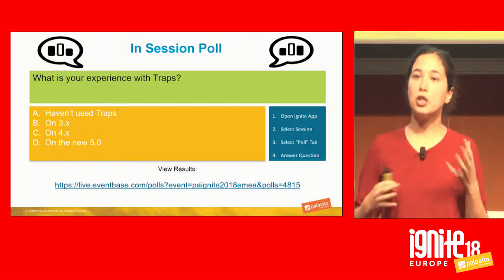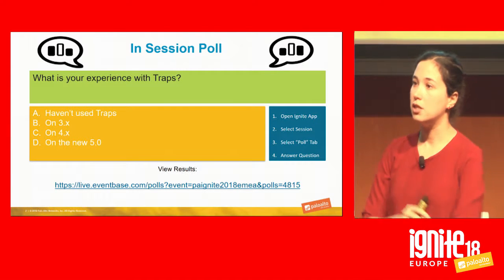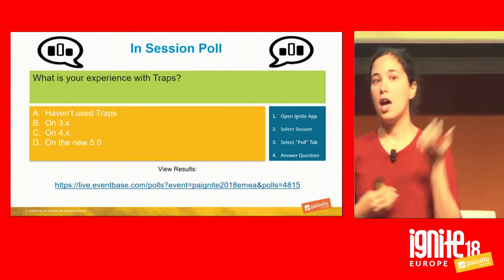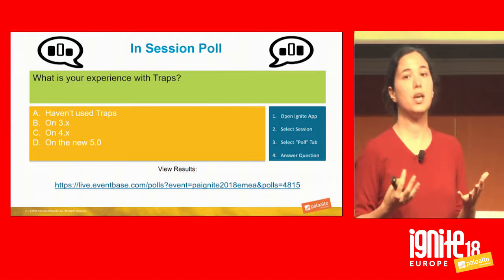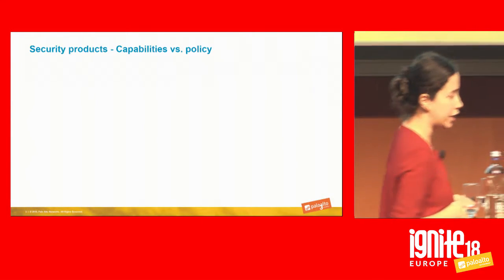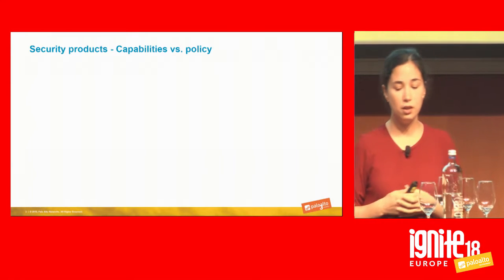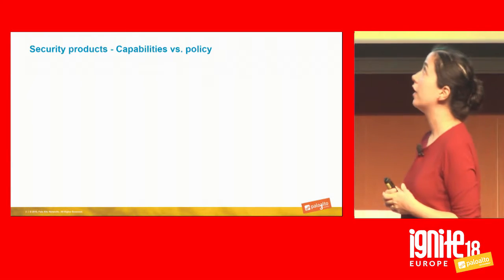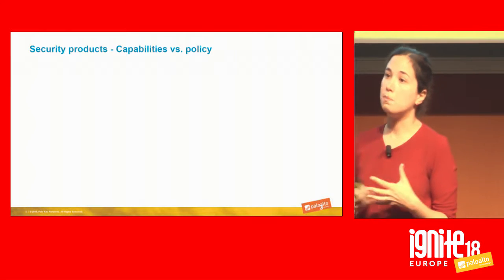And we will try to make sure that we kind of bring everyone to the same page on how traps can help you protect your endpoints from day one. So let's start with talking about security products in general and what's the difference between capabilities versus policy.